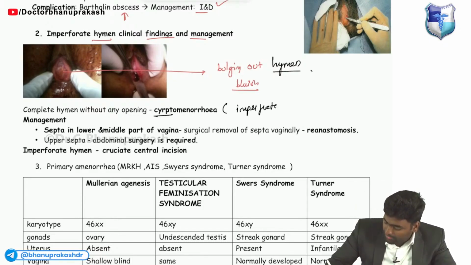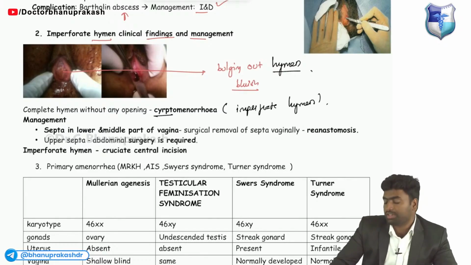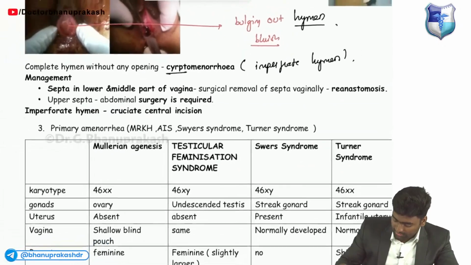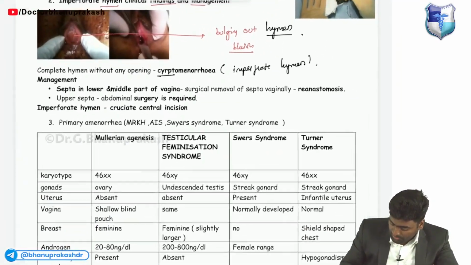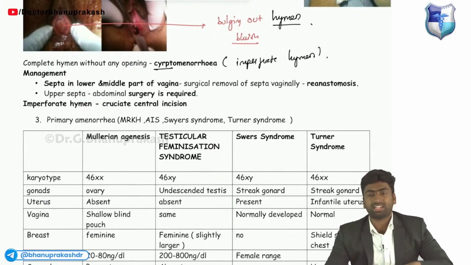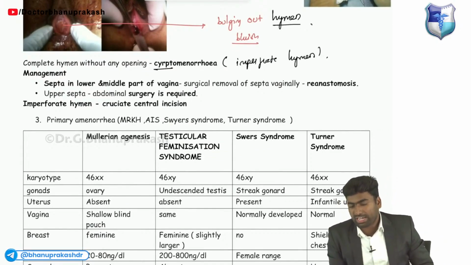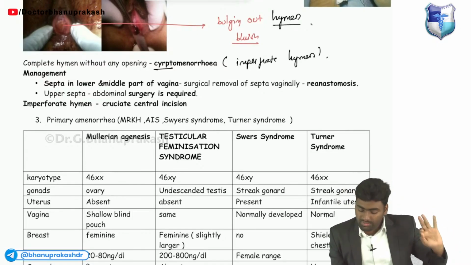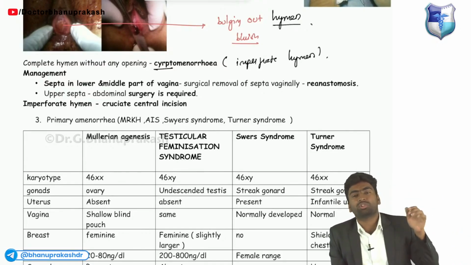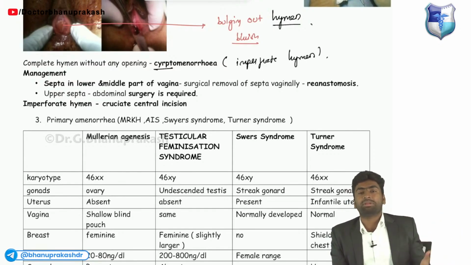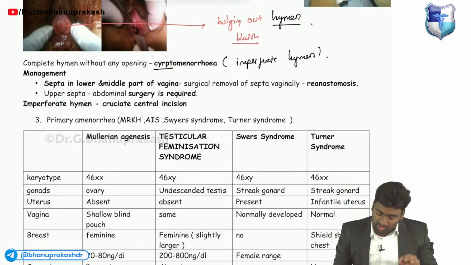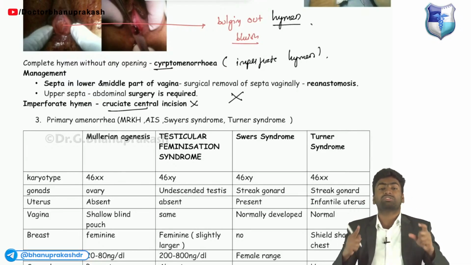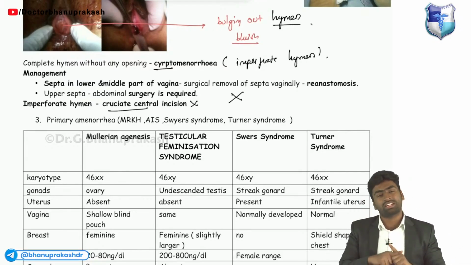Usually it is imperforate hymen. See, this is the marsupialization which we are doing here for this Bartholin's cyst. And this is cryptomenorrhea, mostly because of an imperforate hymen, and sometimes it might be because of a persistent transverse vaginal septum. In those cases we need to go abdominal and remove it, but mostly it will be imperforate hymen only. So in this we do a cruciate incision. We do these cruciate or X-shaped incisions so that it won't heal back.